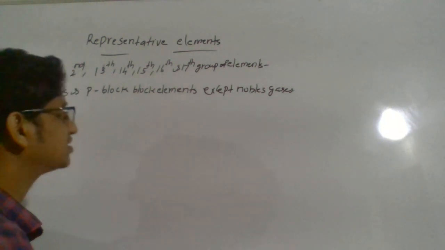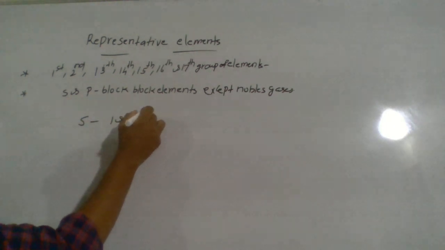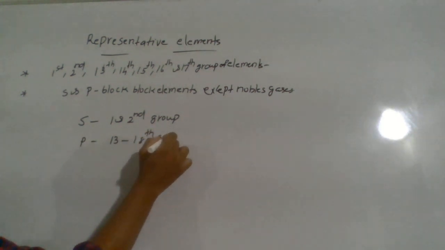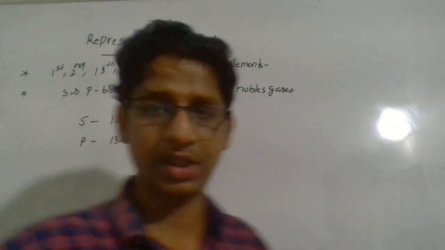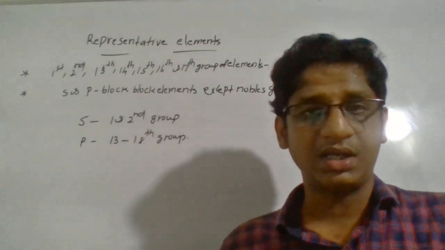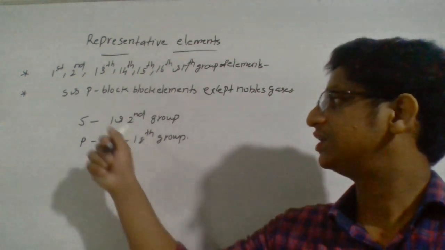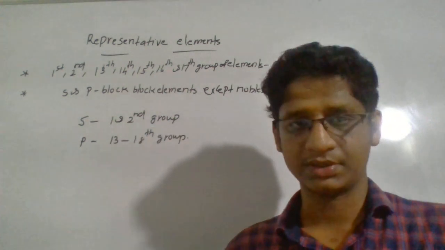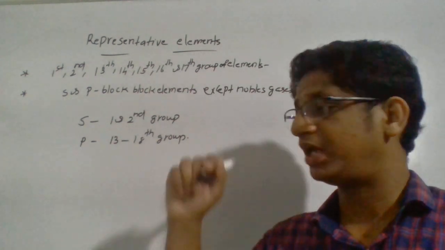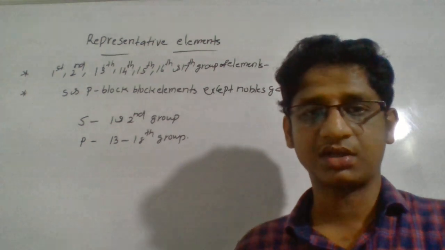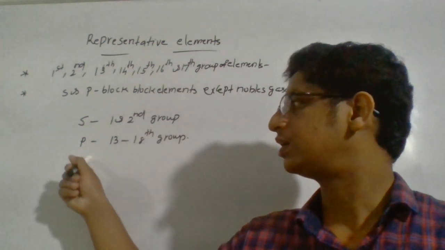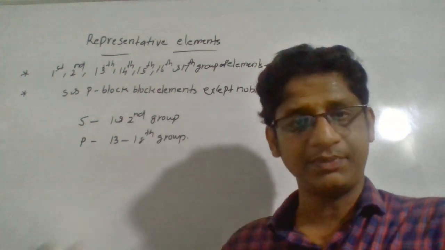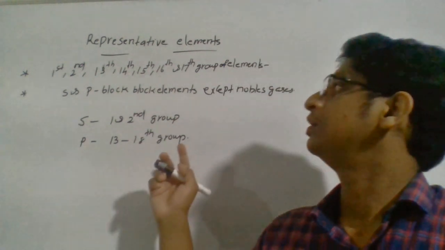So what are S and P block elements? First and second group elements we call S block elements, and 13th to 18th group elements we call P block elements. First and second group elements are called S block elements because the final electron is filling in the S orbital. Similarly, in the 13th to 18th group, the final electron is present in the P orbital, so they are P block elements. Now, representative elements means the S and P block elements except noble gases. Noble gases are not included in the representative elements.